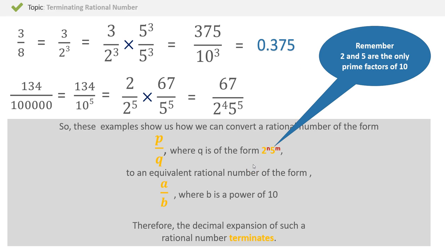Right? So if I have been given a rational number and the denominator of the rational number, somehow I am able to break it as a multiplication of 2 and 5 raised to some powers, I can definitely conclude that this rational number will terminate.